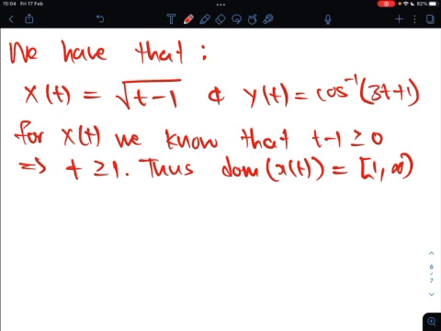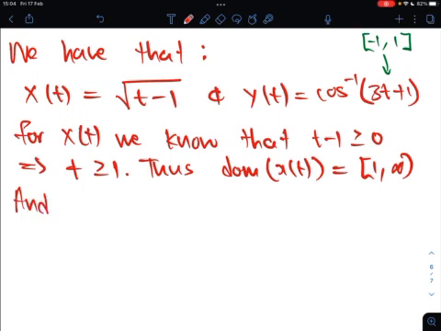Then now let's go to y of t. What do you know about y of t? We see that y of t is defined in terms of the arc cosine function. And you know that the arc cosine function can never give you a solution if its argument is not in the interval negative 1 to 1. So whatever the argument is, it must be any number that lies between negative 1 and 1 for us to get an output.